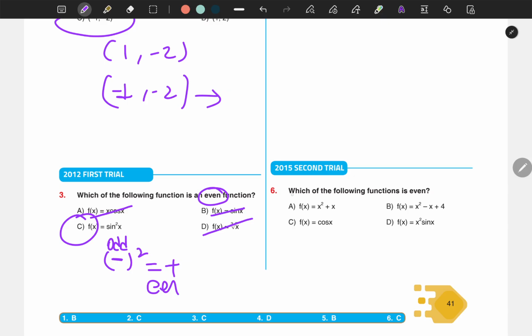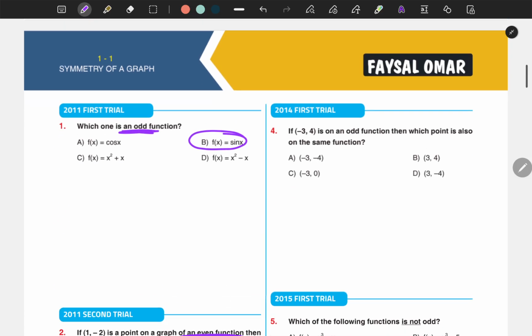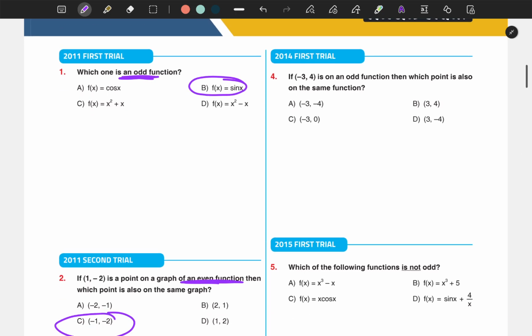Okay, question number 6. Which of the following functions is even? Directly cosine x, because cosine is even. Okay, let me scroll up. Negative 3 and 4, it says which one is odd function. For odd, opposite x, opposite y, isn't it? 3 and negative 4. My answer.